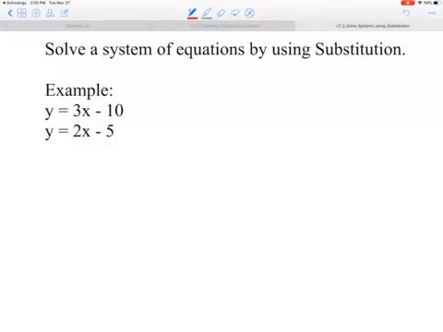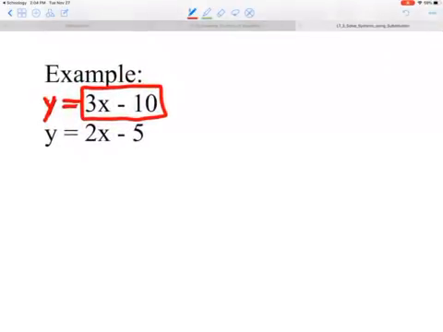Here's our example. We've got two equations with two variables. What we're going to do is exactly what this indicates. We are going to substitute for one of the variables. You see how in the first equation I have one of the two variables equal to everything else. Y is equal to the 3x minus 10. What we're going to do is substitute that y in this second equation with 3x minus 10.